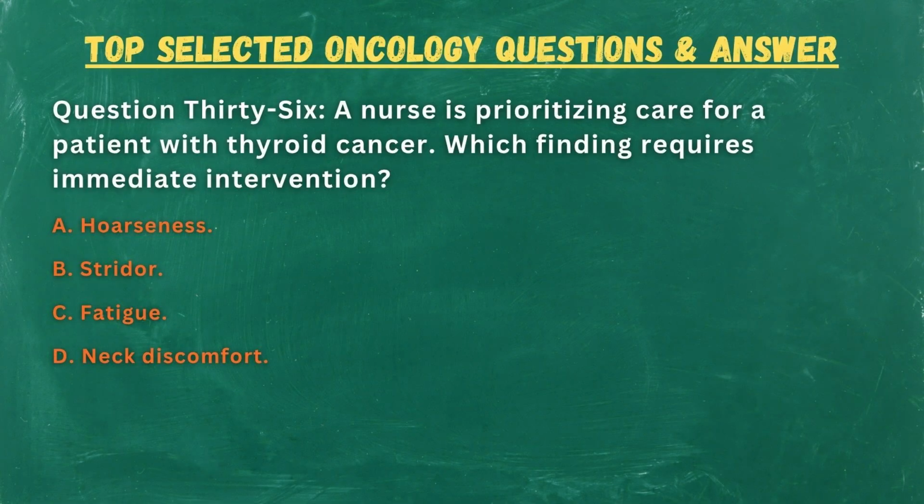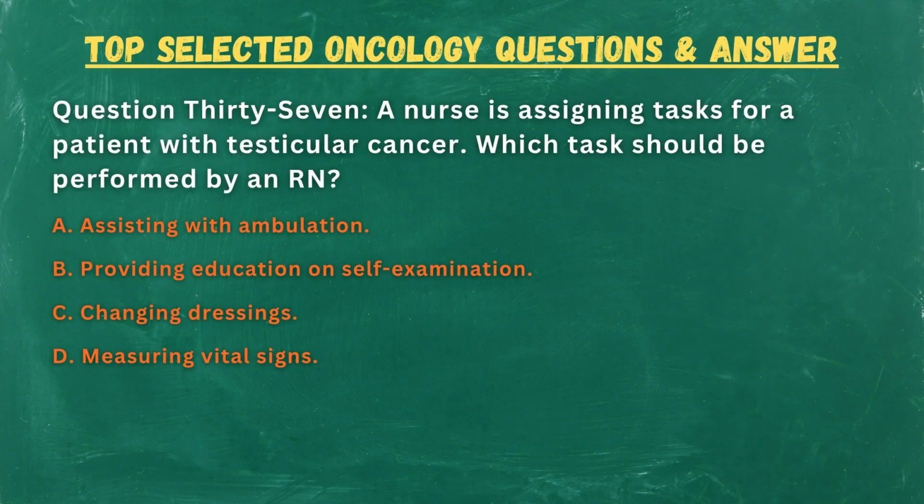Question 36. A nurse is prioritizing care for a patient with thyroid cancer. Which finding requires immediate intervention? A. Hoarseness. B. Stridor. C. Fatigue. D. Neck discomfort. Answer: B. Stridor. Question 37.